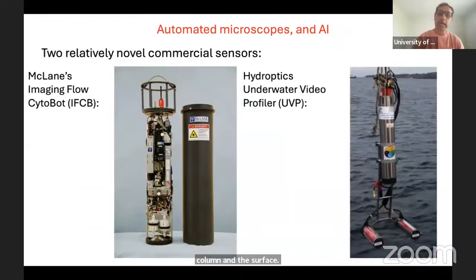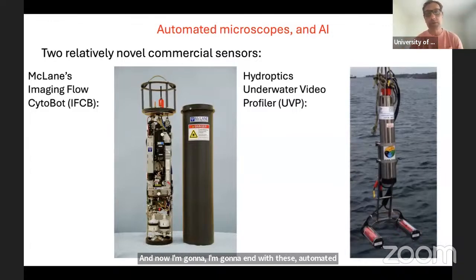And now I'm going to end with these automated microscopes that I talked to you about. The relatively new commercial sensors that we're using, there are others. These are relatively wide in utility right now. The one on the left is from Hydro Optics, which is a French company. It's called the Underwater Video Profiler. It illuminates a liter of water, and with a camera on top, basically gets the number of pixels associated with particles in each of these images.